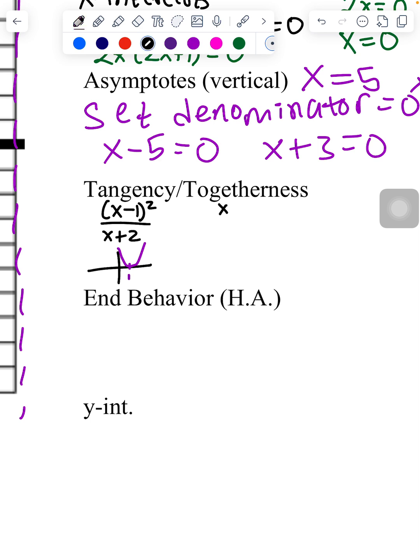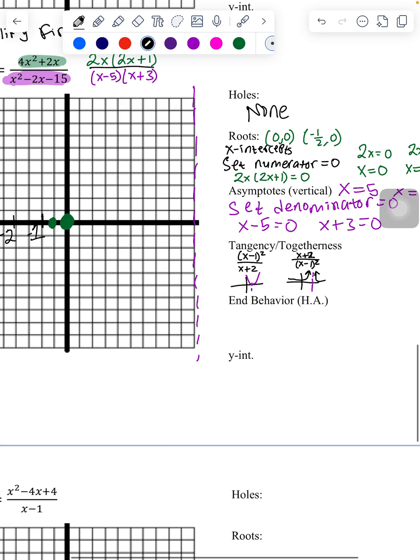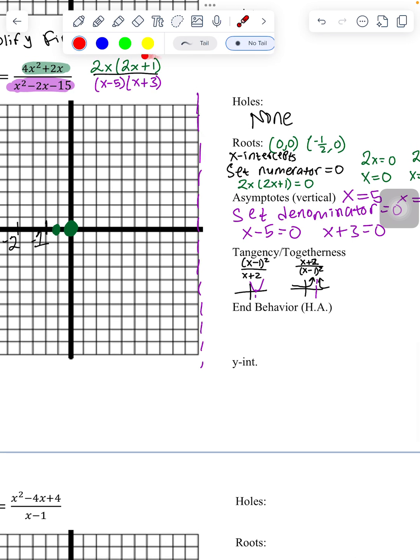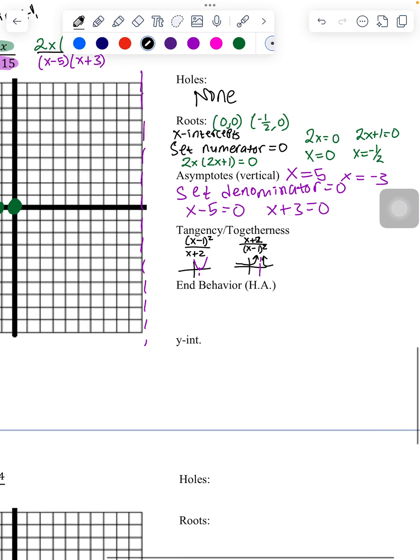And then togetherness is the opposite. So we'd have x plus 2 over x minus 1 squared. So we have this squared term down on the bottom. But what togetherness talks about is that at a vertical asymptote, both sides of our graph would be going in the same direction. So we'd have something like that. And that's what togetherness means. The two sides of our graph are coming together at our vertical asymptote. That's how I like to think about it. But if I look at our equation up here, we don't have either of those things happening. We don't have a square up here. We don't have a square down here either. Those don't happen very often, but when they do, we do have to look for them. So in this case, we don't have either tangency or togetherness.